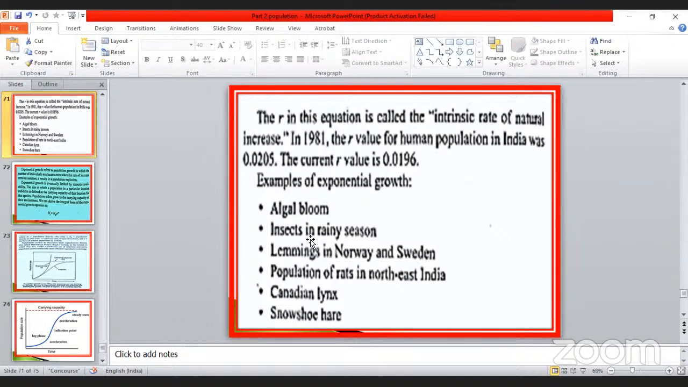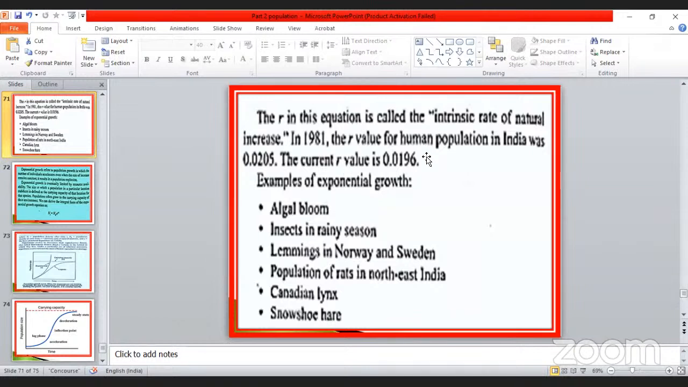Mathematical questions are also asked. Sometimes they may give a particular population, the death rate is this much, the birth rate is this much. How will you calculate the exponential J curve? How will you calculate the R value? Like that, they may ask questions.